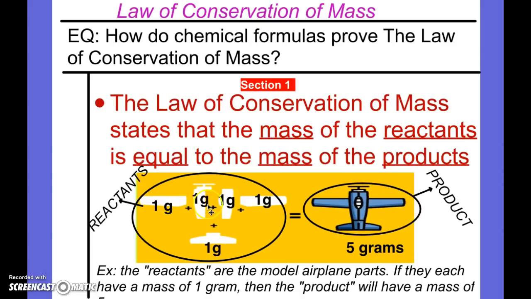You wouldn't go 1 plus 1 plus 1 plus 1 plus 1 and then get a product that weighed 100 grams. That doesn't make any sense. Whatever you have at the beginning, you have to have at the end, or at least the mass has to be the same. Pause this, write a question, and highlight important facts.